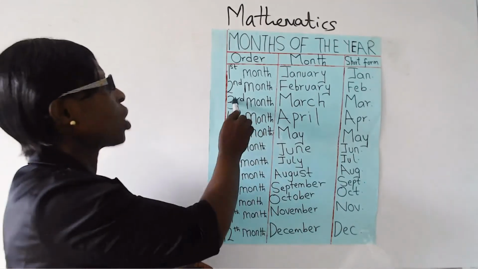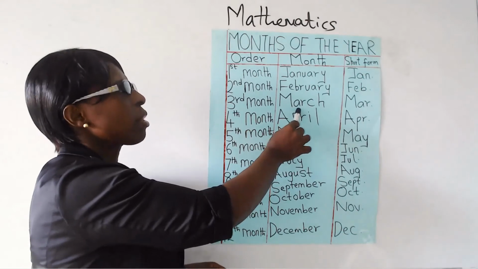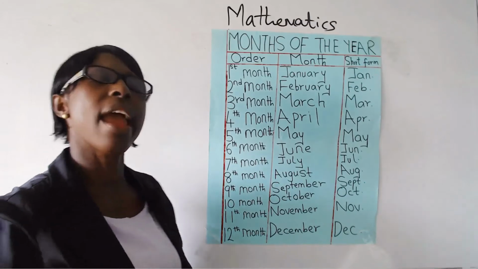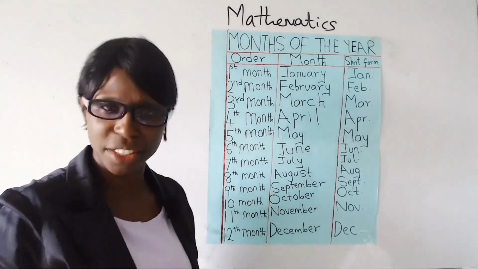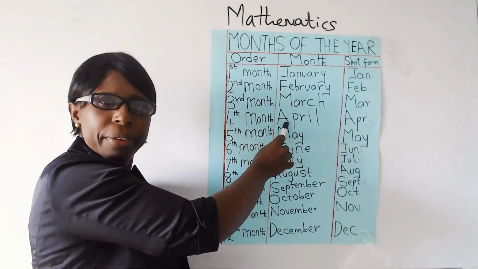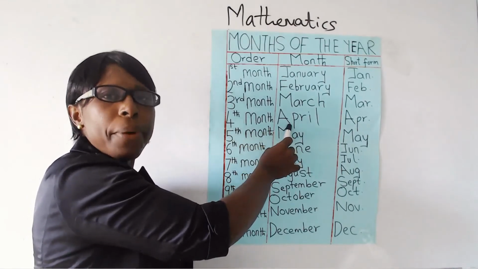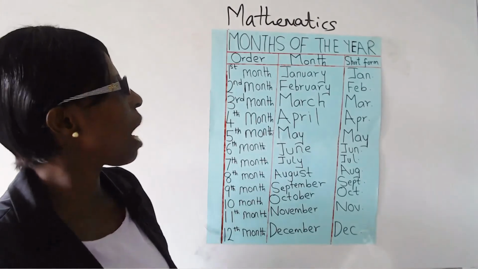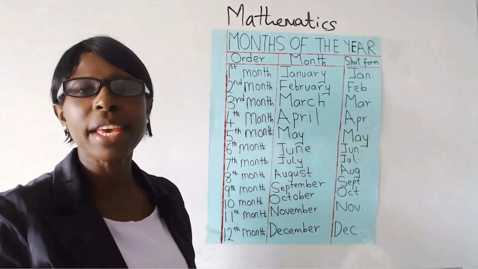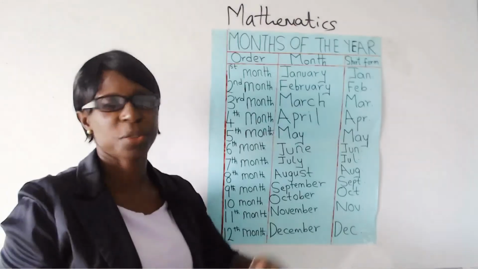The third month is March. And we have the short way of writing March. M-A-R. You put your dots. The fourth month is April. April. The short form of April is A-P-R. A-P-R. Don't forget your dots.